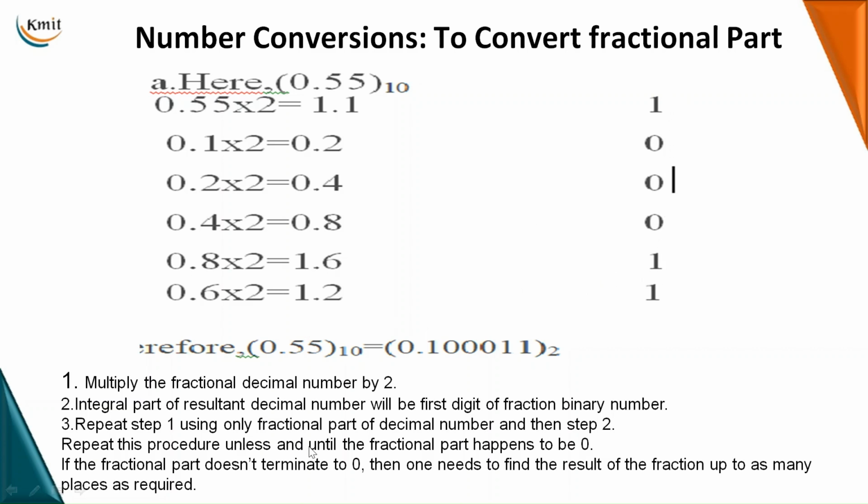When I am writing my result in this case, I have to write it from this end. So my output is 100011 to the base 2. Since I have a 0 here, it is 0.100011. So this is how I convert a fractional part into a binary equivalent.